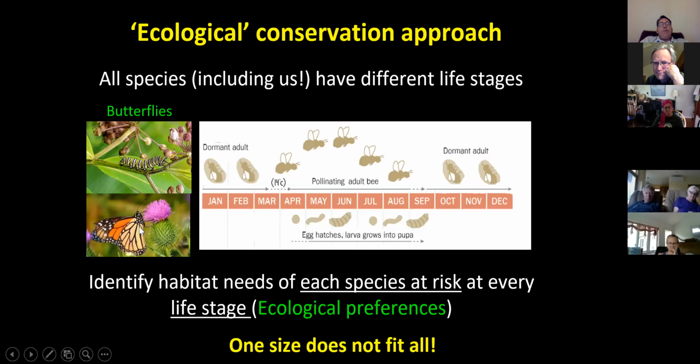We need to consider these differences: if you don't have milkweed, you will never have adult monarchs. And there are other species that are the same. If you don't give them the larval food that they need, you will not get the butterflies visiting the flowers no matter how many you put in.